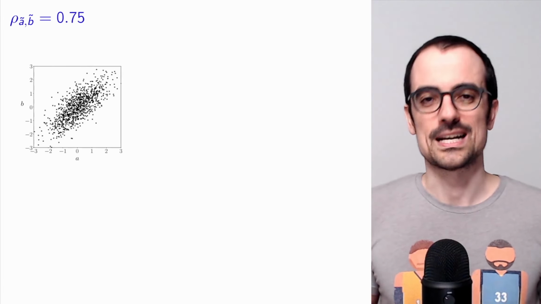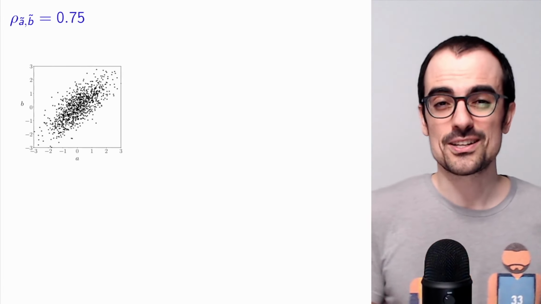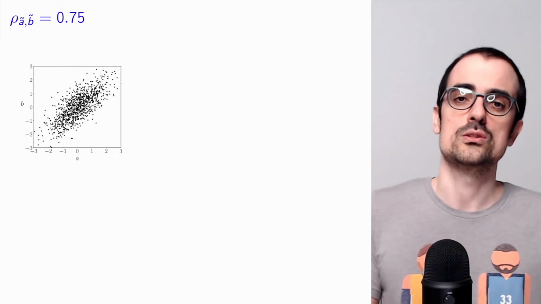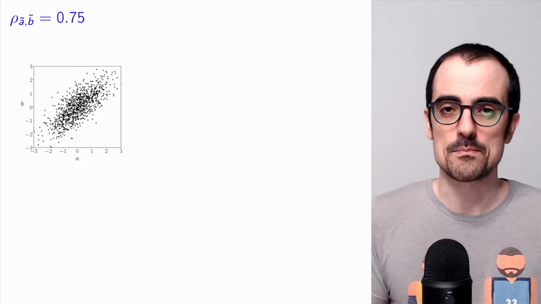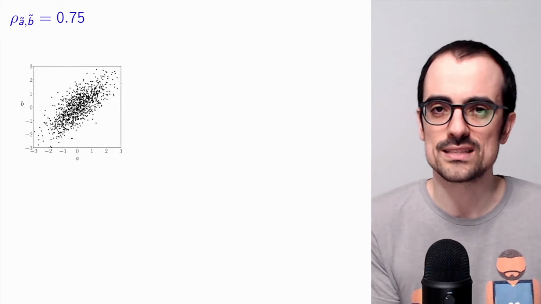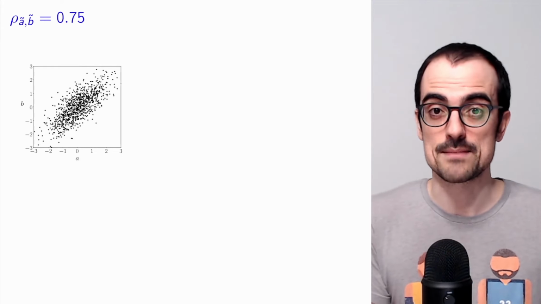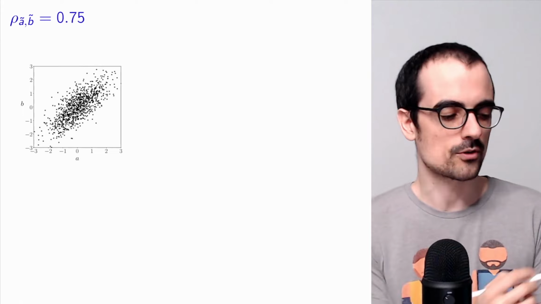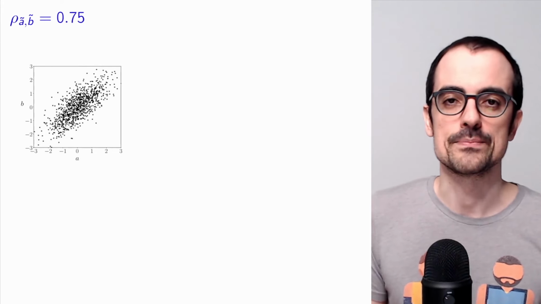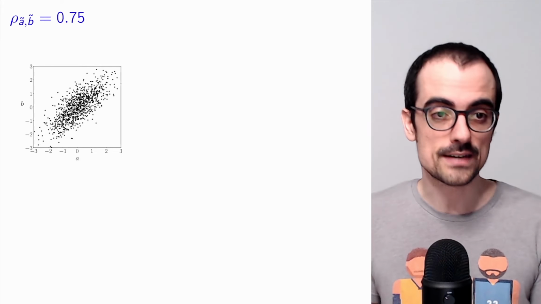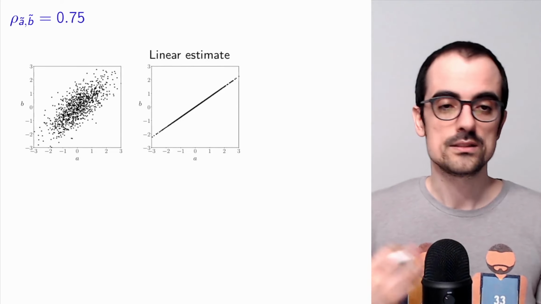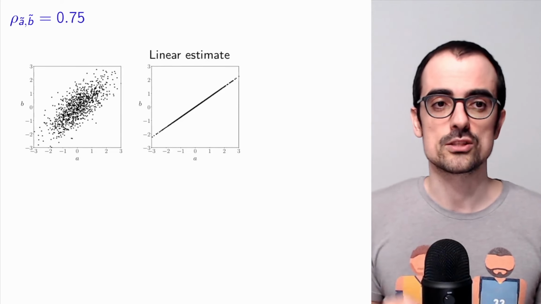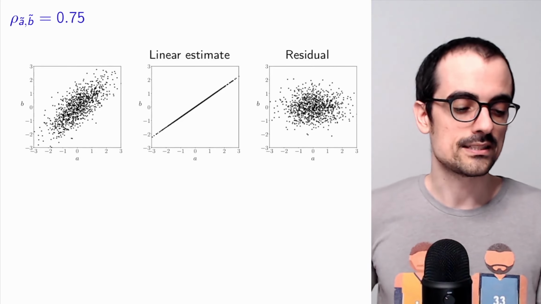Let's take a look at what we actually mean. We have done a lot of math. It's always important to take a step back and look at an example and realize what the different quantities that we're manipulating mathematically actually mean. So let's try to do that. So here we have samples from two random variables that have correlation coefficient equal to 0.75. You see the samples there. This is the linear estimate that we compute based on the correlation coefficient. And this is the residual.